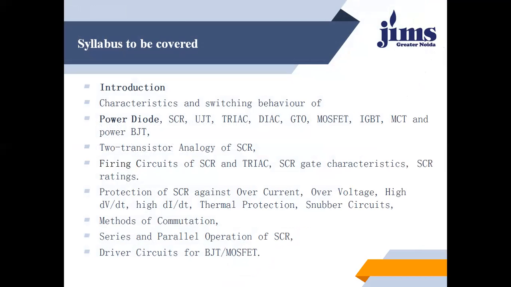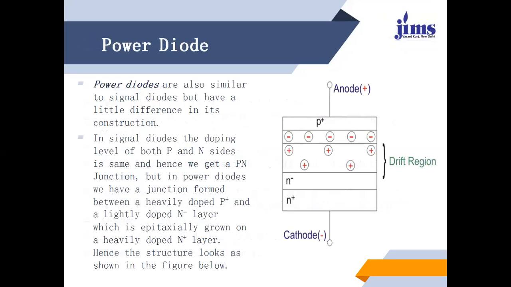Diode, you already studied in signal diodes. Signal diodes operate on low current and low voltage, but whenever we make some changes in the structure of the diode, it forms a power diode. Power diodes are similar to signal diodes but have a little difference in construction.